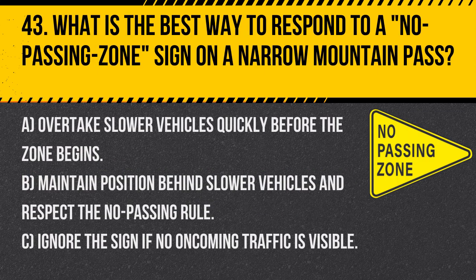Question 43. What is the best way to respond to a no passing zone sign on a narrow mountain pass? A. Overtake slower vehicles quickly before the zone begins. B. Maintain position behind slower vehicles and respect the no passing rule. C. Ignore the sign if no oncoming traffic is visible.